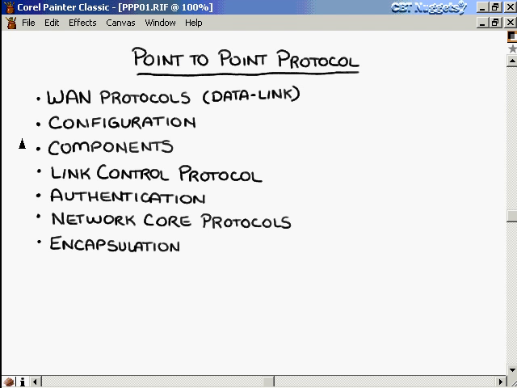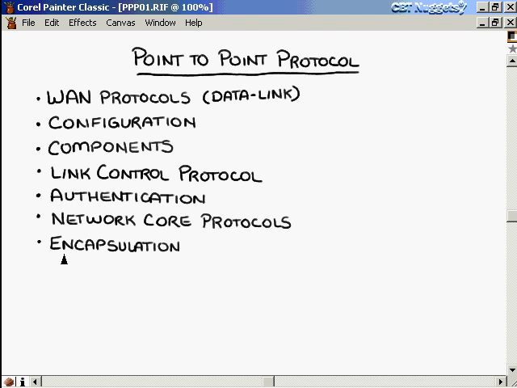In the last 4 sections, we're going to look at the different phases of the PPP model, starting with link control protocol. Then we're going to look at the authentication options, the network core protocols that are supported under PPP, and we're going to end up with a discussion on the encapsulation.